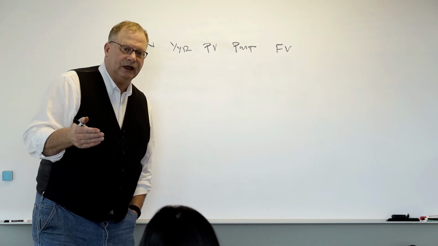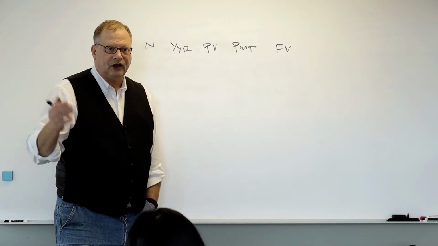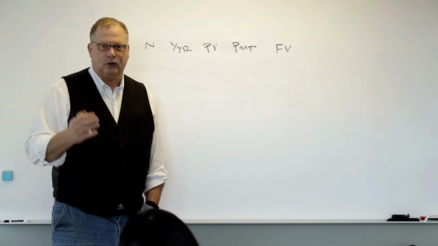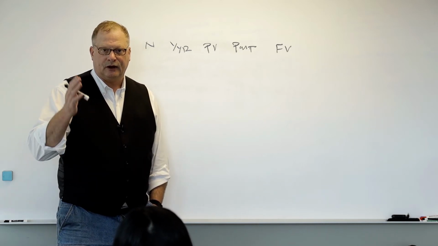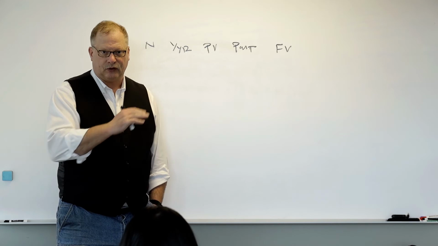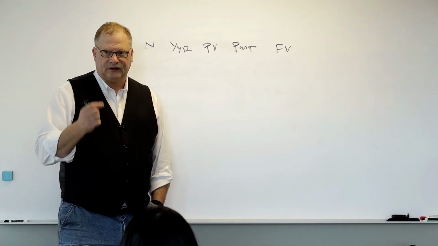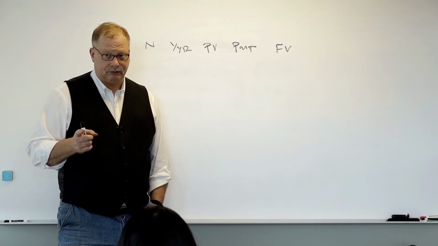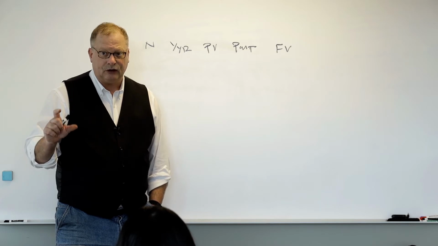Here's the next thing that you need to know. And time value of money always works this way. Find 3, solve for the 4th. That's the key to time value of money. Say it again. Find 3, solve for the 4th.